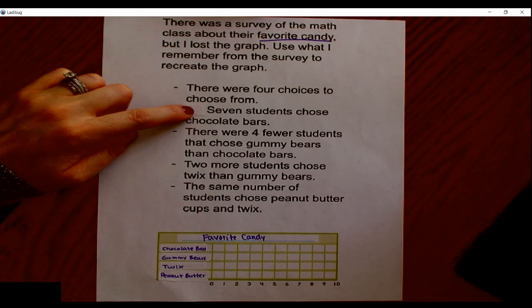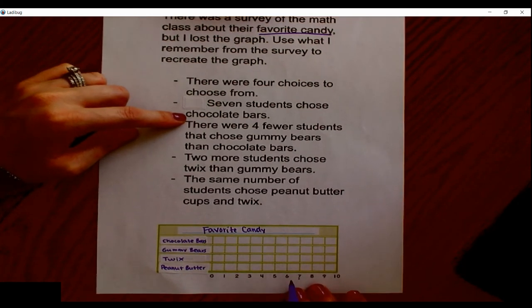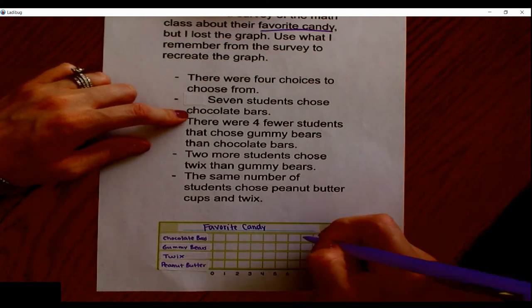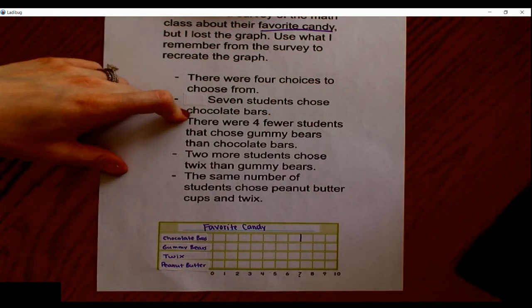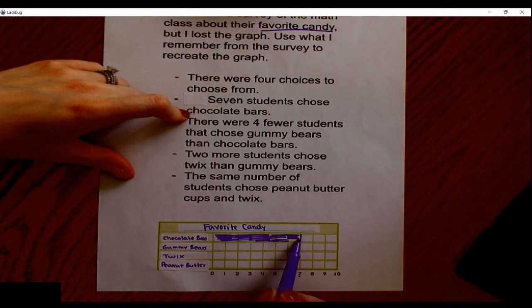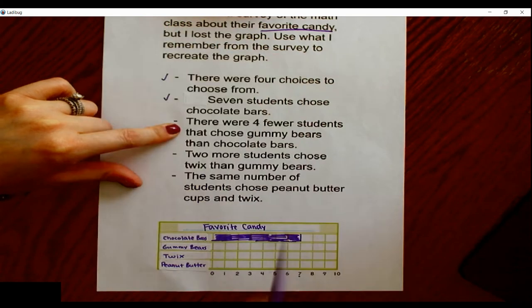7 students chose chocolate bars. Well, this gives me an exact number of how many students chose that. So I'm going to go to 7, which is right here. And I'm going to make my graph go out until 7. I like to draw my line so I know where I'm drawing to. Feel free to do the same. I'm going to draw it. Okay. Done with this one, and I'm done with that one.